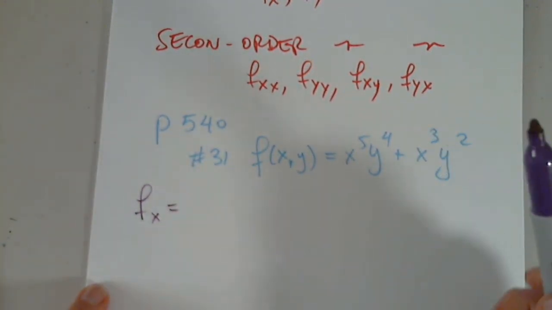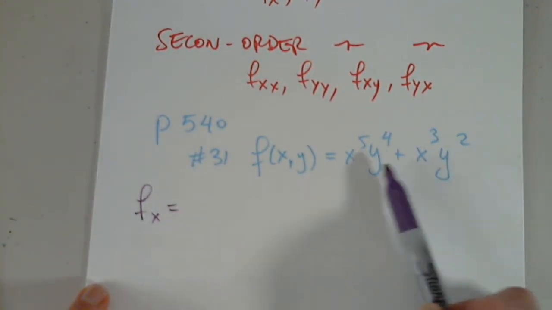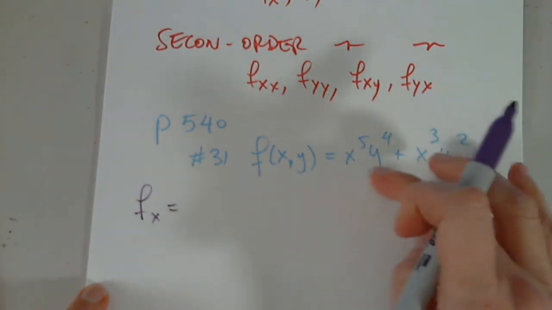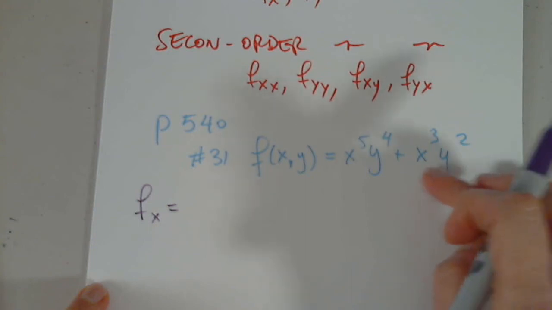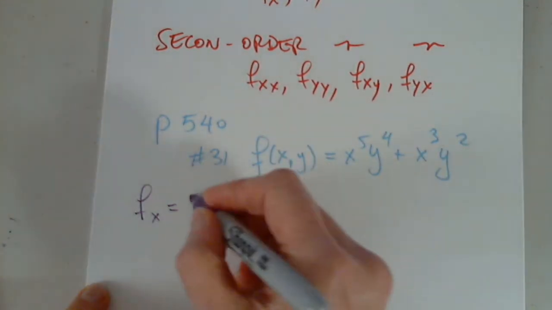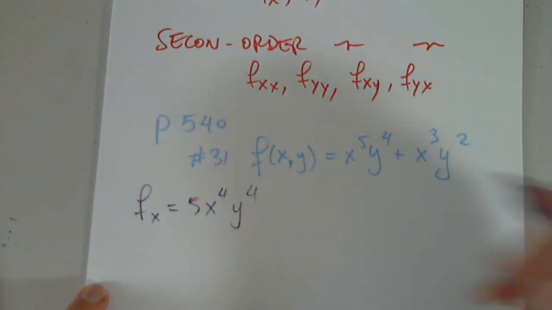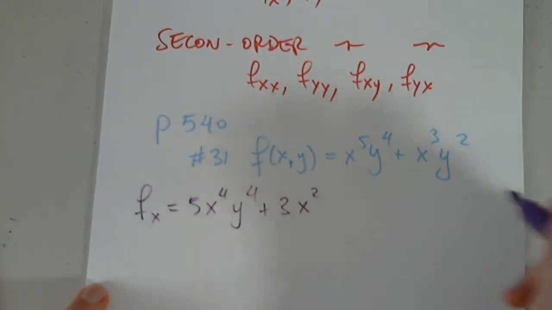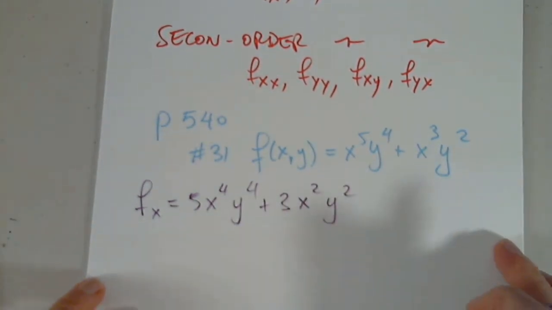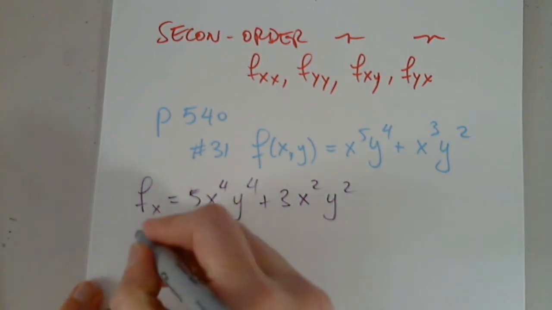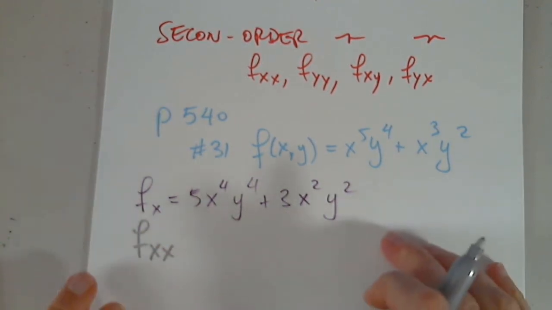That means y is fixed. I differentiate x only, so I will not be using the product rule here. So I'll have 5x to the fourth times y to the fourth, plus 3x squared y squared. And that is fx.